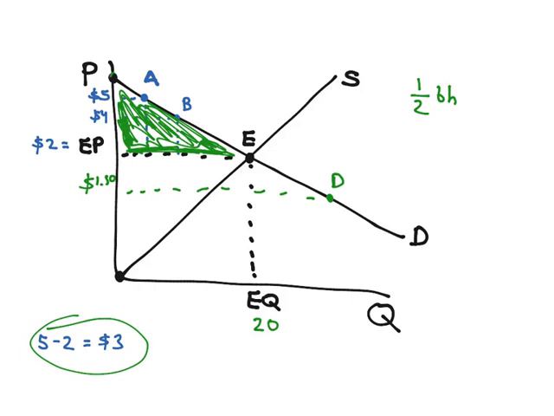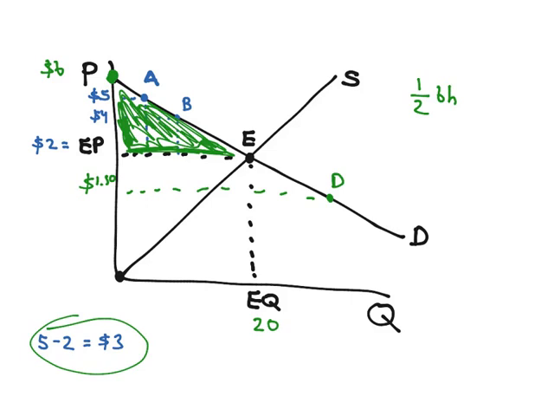And we need to know the price at this bullet here I've just highlighted in green. So we'll say that's $6. So the area of this triangle is going to be total consumer surplus, the consumer surplus of every individual buyer in this market put together.